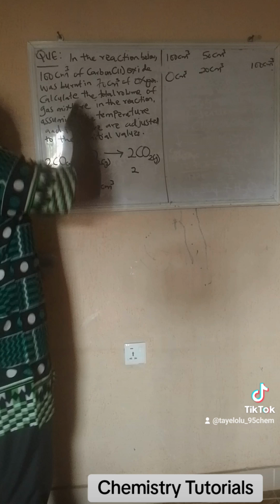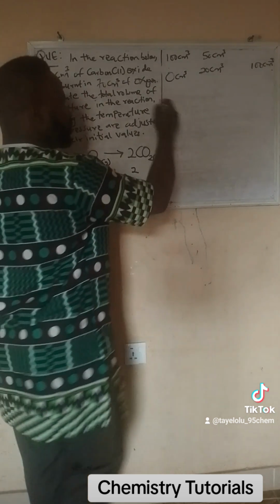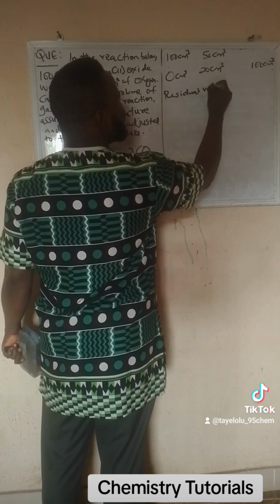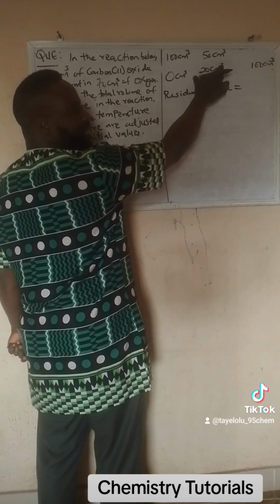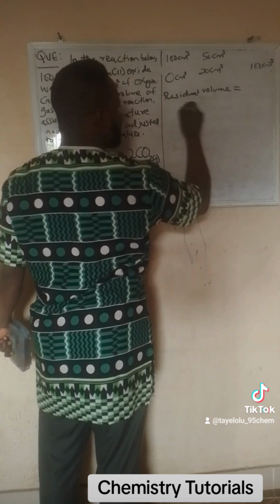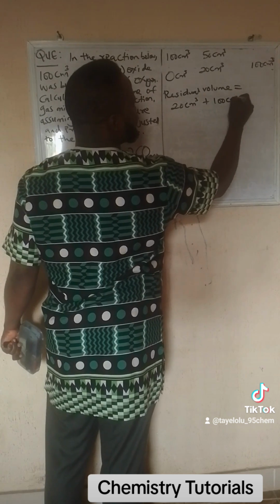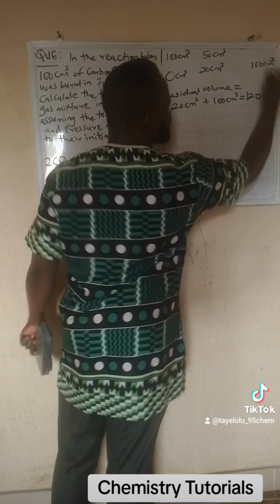Now the question asks to calculate the total volume of the gas mixture in the reaction. That is also known as the residual volume. What they are asking you for is the residual volume in that reaction. And residual volume simply means the volume that remains in excess plus the volume of the product formed. That will now be 20 cm³ plus 100 cm³. And that will give you 120 cm³.